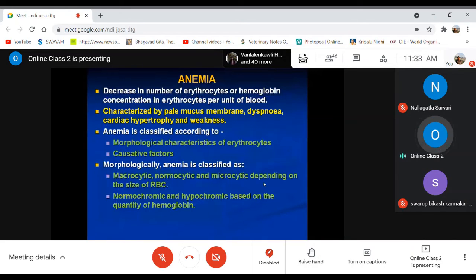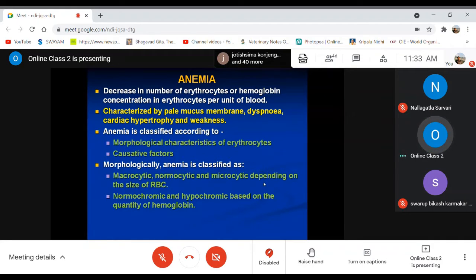Then next, we are coming to anemia. In this chapter, this is another important part so far as your examination is concerned. Again, sometimes there is a long question: what is anemia, what are the different causes or factors leading to anemia, or a description of some types of anemia, right?